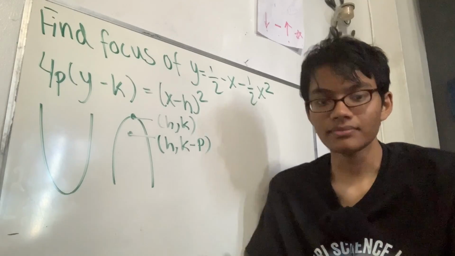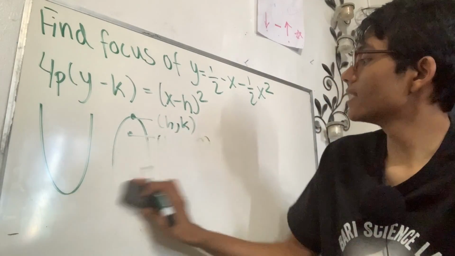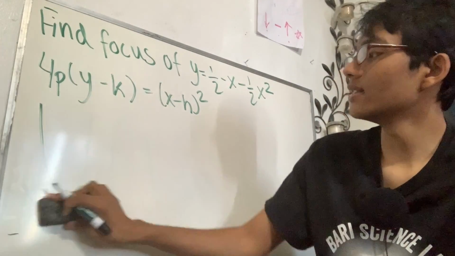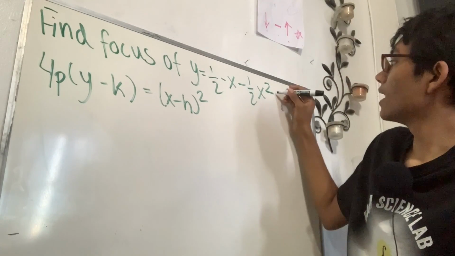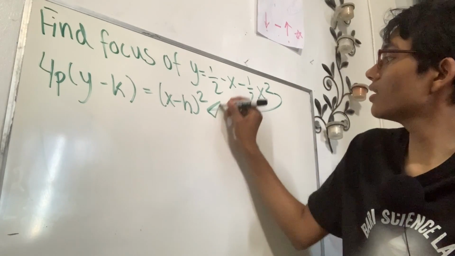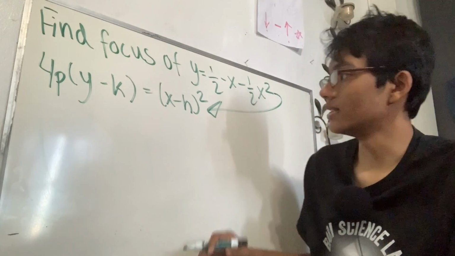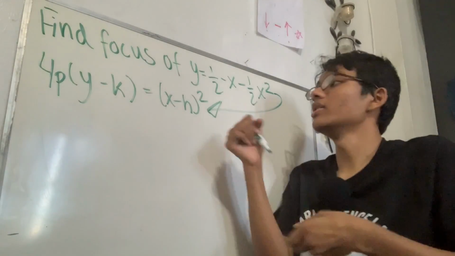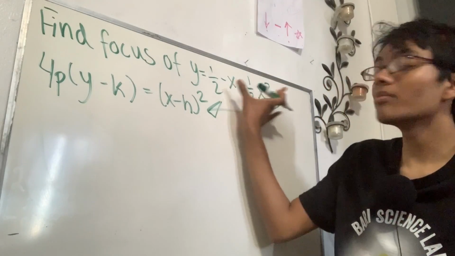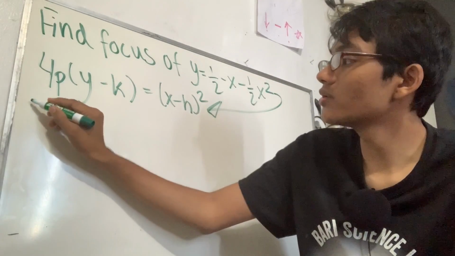right? Okay, now our goal is to get the equation of the parabola from this form to this form. So if we can get from here to here, we're basically done. So let's go ahead and do that. Okay, I'm going to do it in light green. First and foremost, I'm going to complete the square over here. I'm going to take you through every step.